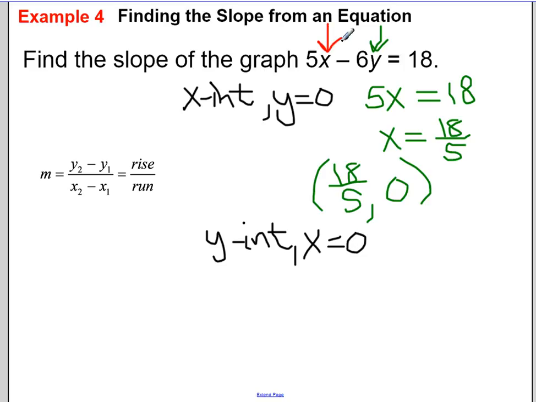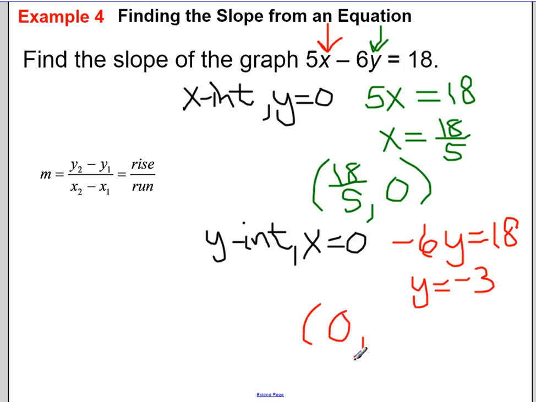So take this equation and replace the x with 0. You get 5 times 0 is 0, minus 6y equals 18. And then we're going to divide both sides by negative 6 to get y equals negative 3. So this corresponds to the point when x is equal to 0, y is equal to negative 3. Now we can plug those values into the slope formula.